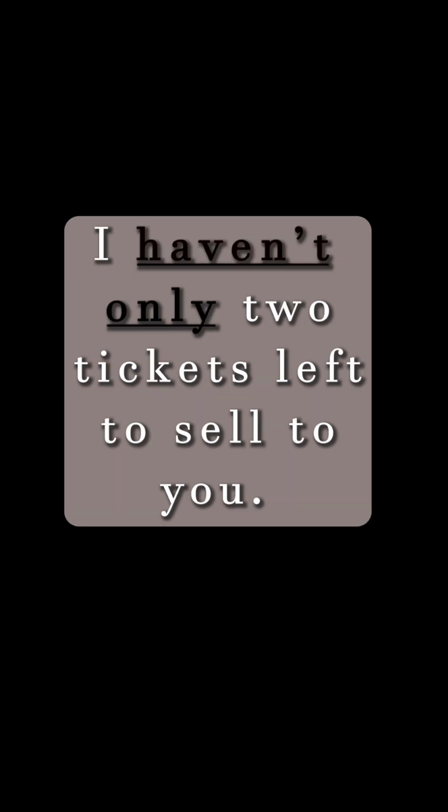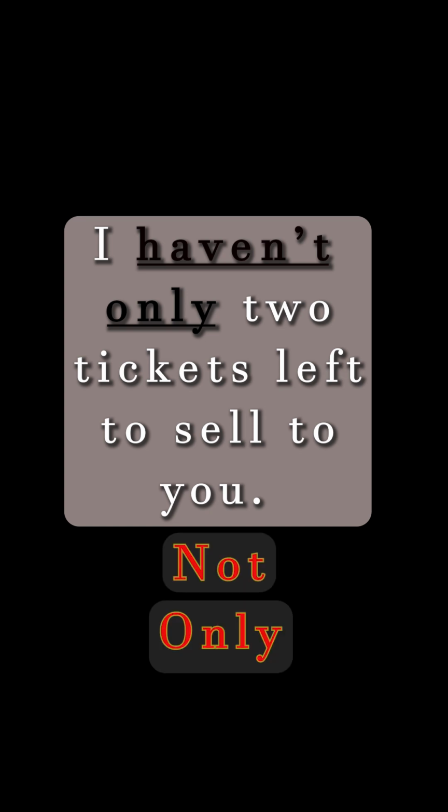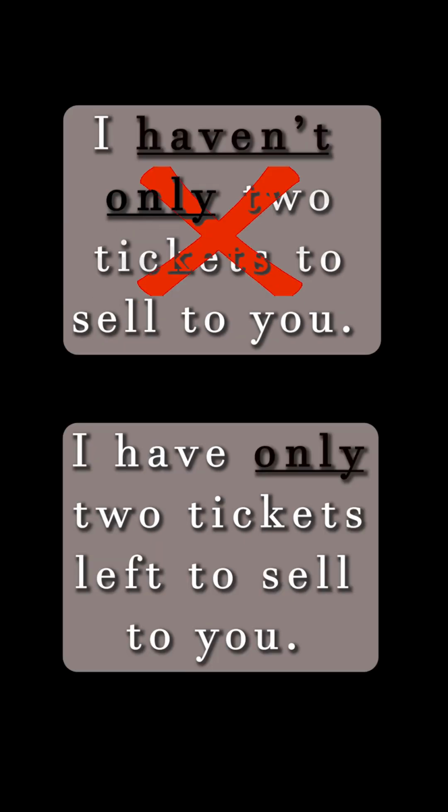I haven't only 2 tickets left to sell to you. Haven't and only creates the double negative. How do you fix it? Take out one of those negative words and you are now saying what you meant to say. Here's how to fix that. I have only 2 tickets left to sell you. There you took out haven't and you changed it to have and you kept the only. Now you've maintained the negative statement.